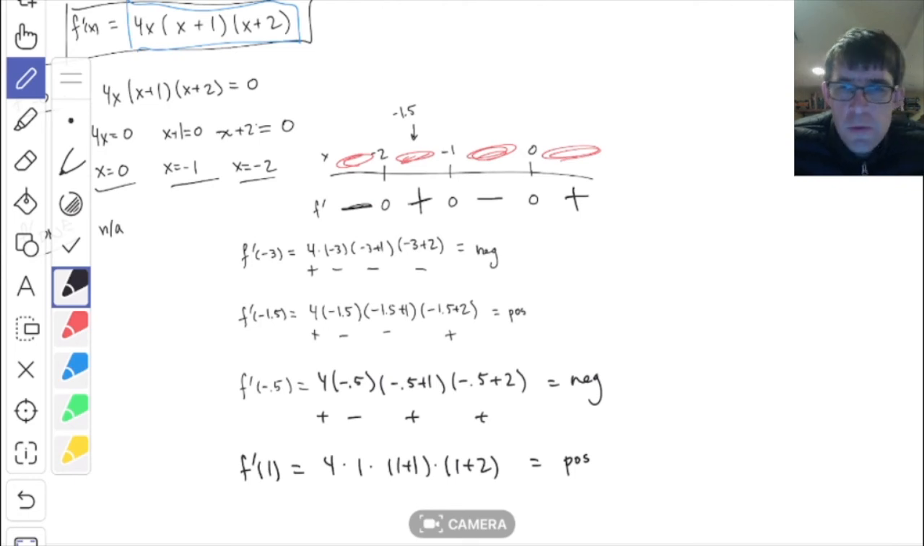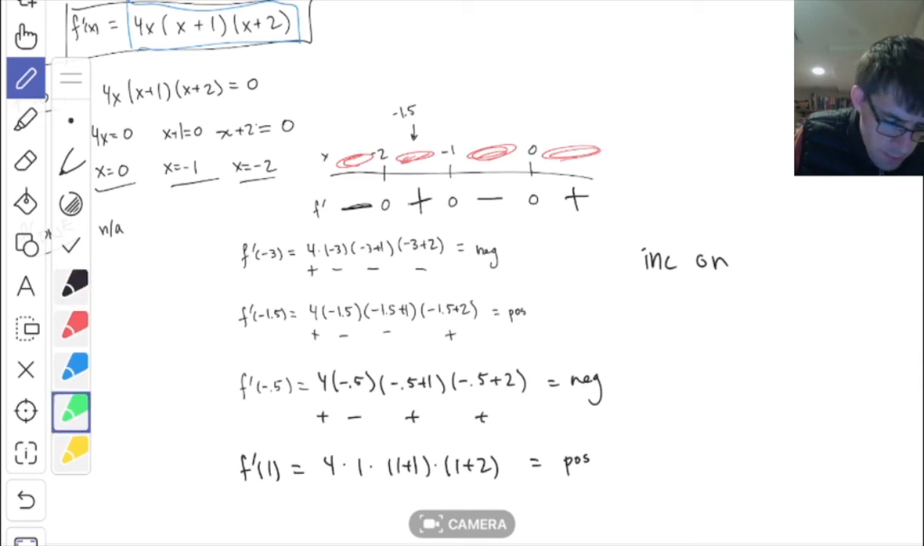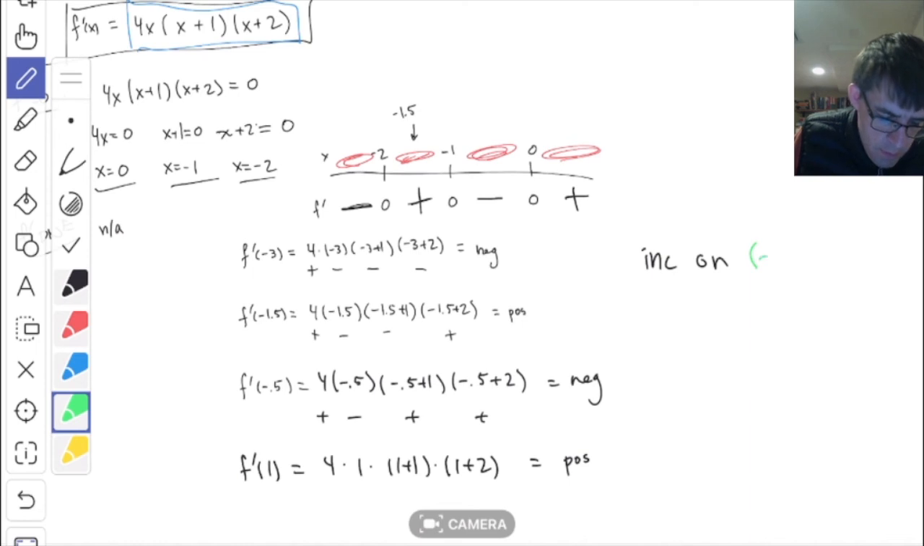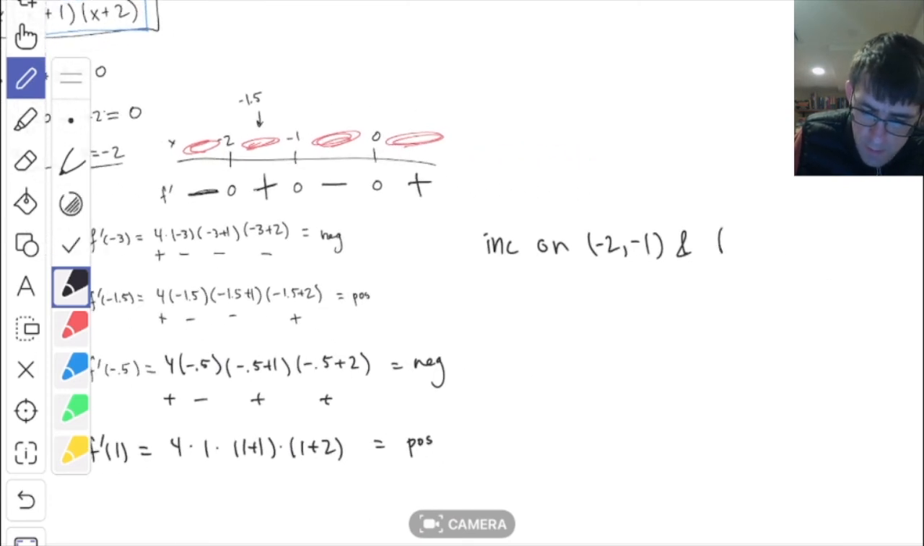I'm trying to say intervals where the function is increasing or decreasing. Increasing means the derivative is positive, so I'm going to say it's increasing on the positive ones, right? Here and here. There's two intervals where it's positive, and we write them down: -2 to -1, and 0 to infinity. That's the interval on the right side.